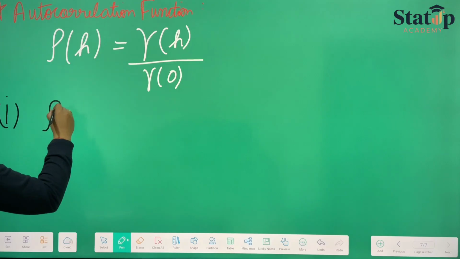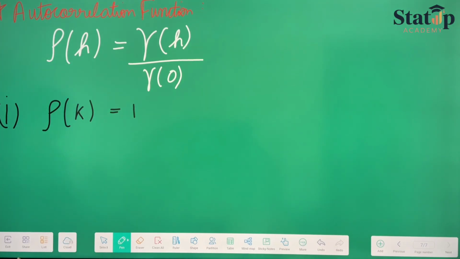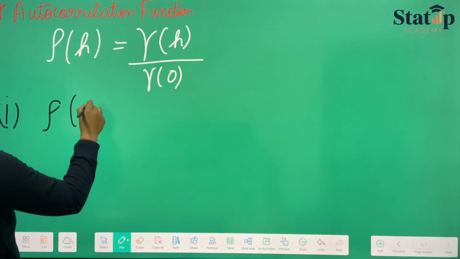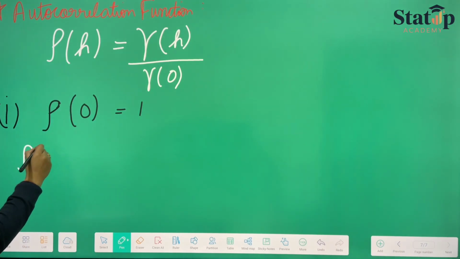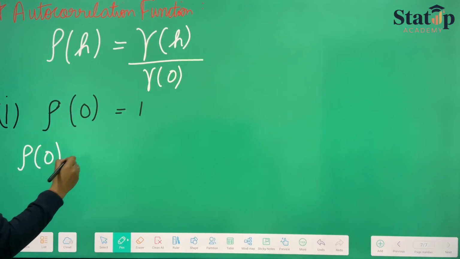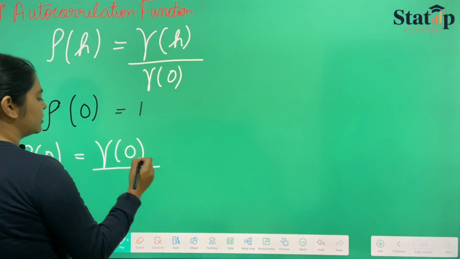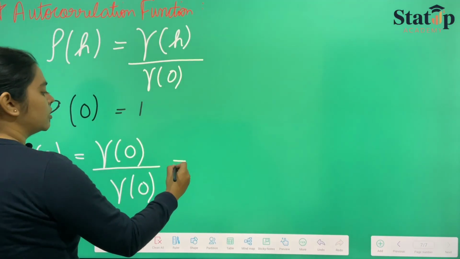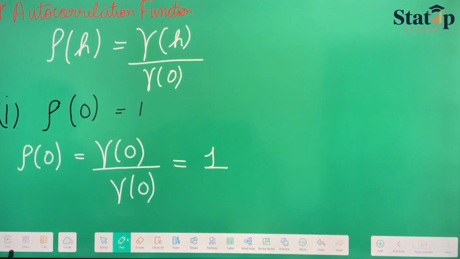autocorrelation of lag 0 is always equals to 1. So if we put this in the equation, autocovariance of lag 0 upon this only. So both the numerator and denominator will cut out and we'll get 1 only. So this was the one property.